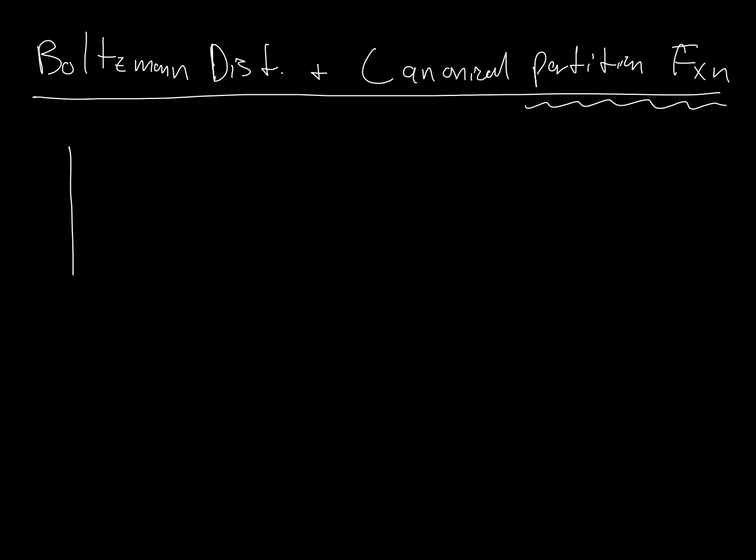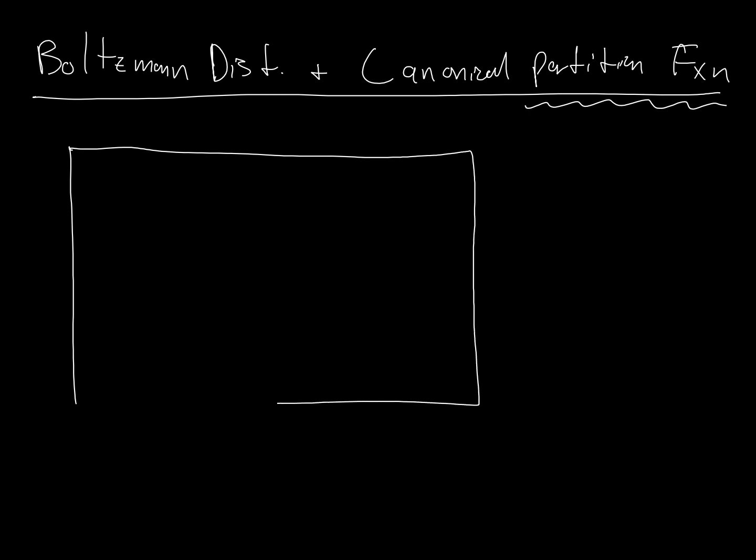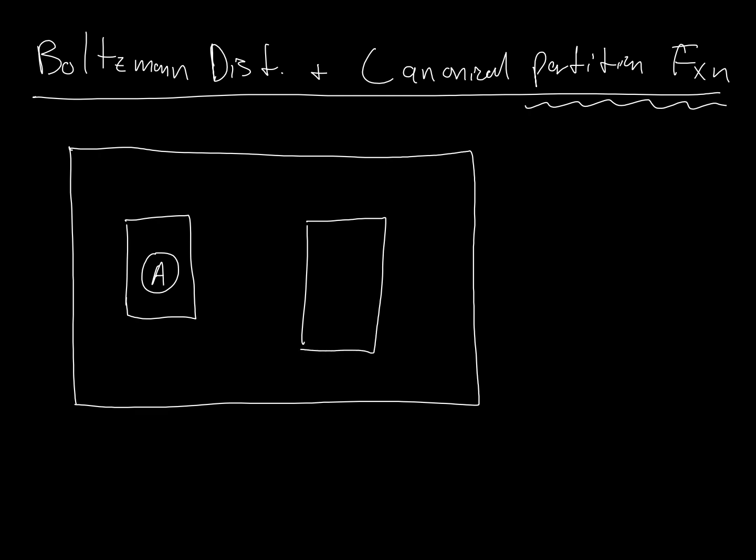Okay, so to derive the canonical partition function, we're going to do a very similar approach to what we did in classical thermo. We're going to define sort of an arbitrary system. In this particular arbitrary system, we are going to have two isolated subsystems, A and B. And they're going to be surrounded by an infinite reservoir. Right, basically the universe, the galaxy.